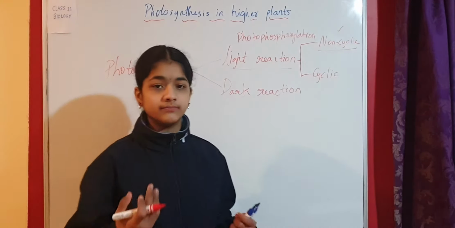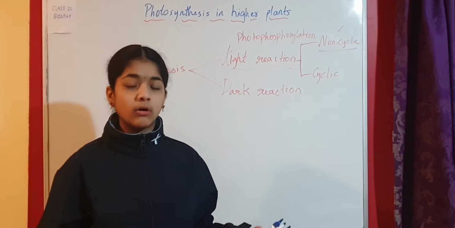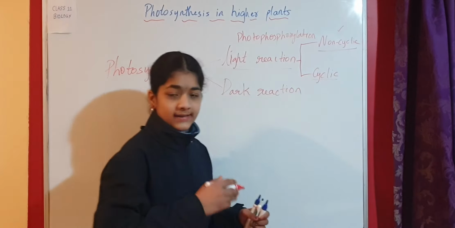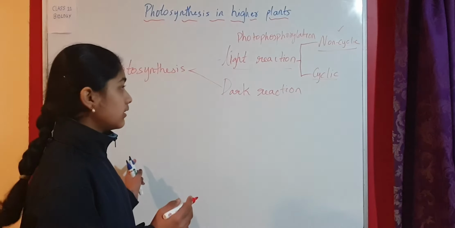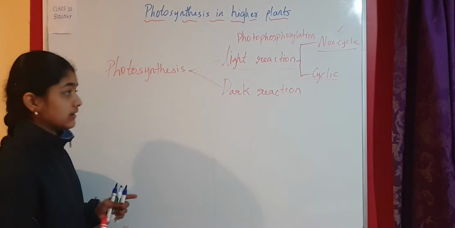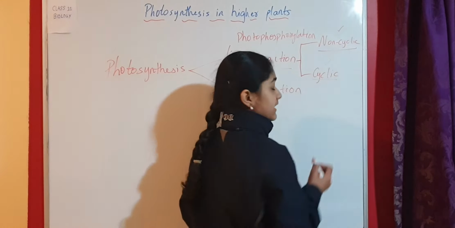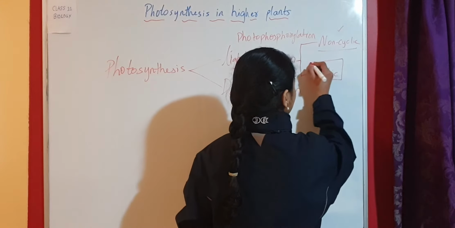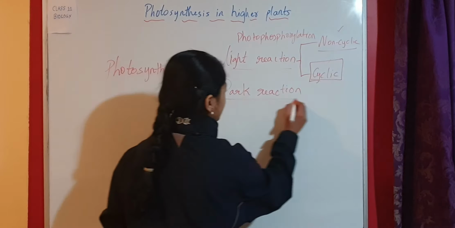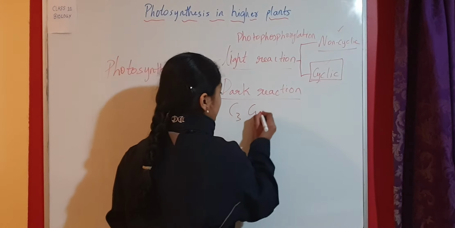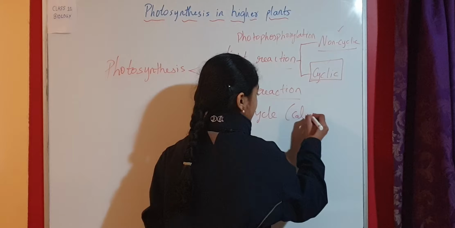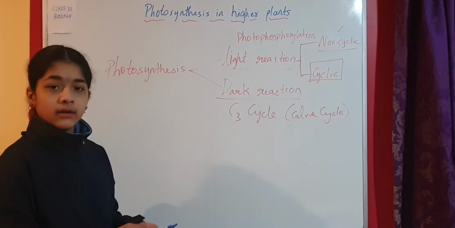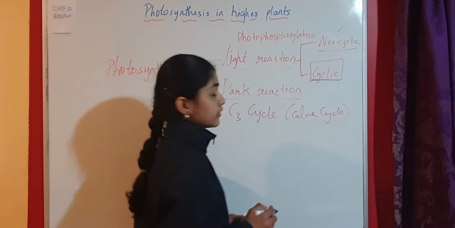Non-cyclic is where ATP and NADPH molecules are synthesized in the presence of light, and the excited electrons never come back to the photosystem where they started. That is not the case in cyclic. It comes back again. So we are going to discuss this cyclic photophosphorylation in detail in this video. The dark reaction is called the C3 cycle or Calvin cycle. Here we are going to focus on cyclic photophosphorylation.